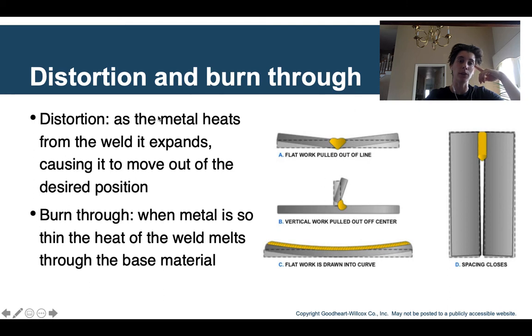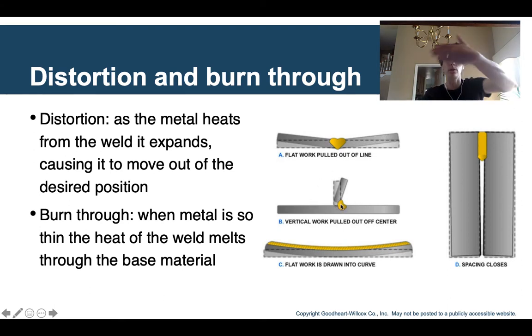Just a reminder, distortion and burn through. So distortion is as the metal heats, it expands, and then it moves out of position. I showed you that in the butt weld and used those clamps to pull it down. And then this one here is another thing where it will move closer together. So remember, you tack it on both sides. I always tack weld on both sides, or even a couple places in the middle if you want, before you weld them. With a fillet weld like this, you'd want to tack it on both sides this way.